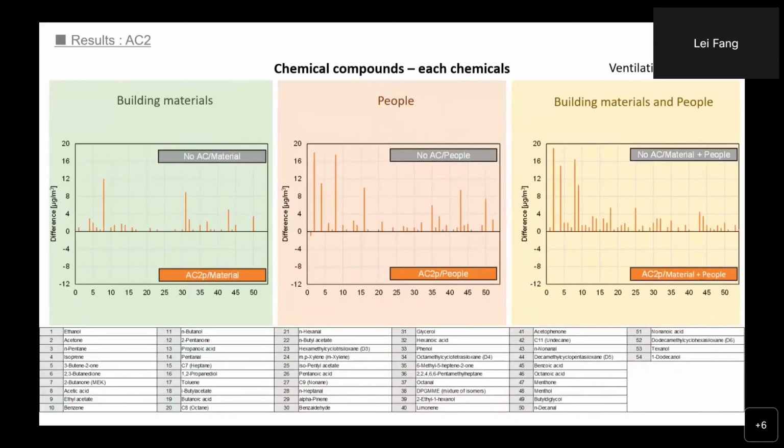The same, compared with the chromatogram of the chemical measurement, we found that by running the air cleaner, most of the chemicals can be removed. That probably explains the positive effect of this charcoal filter air cleaner to improve the perceived air quality.